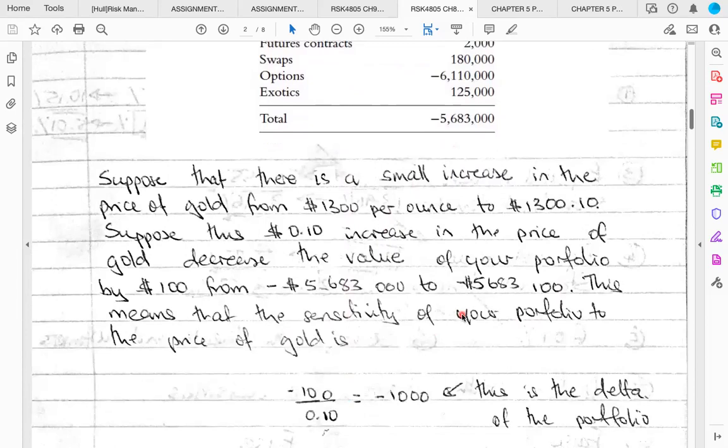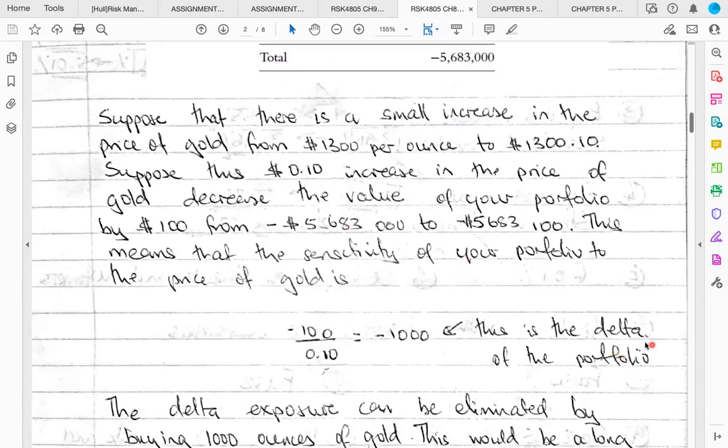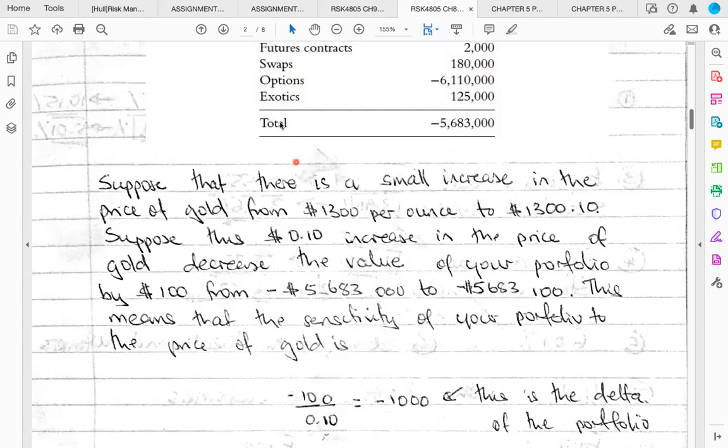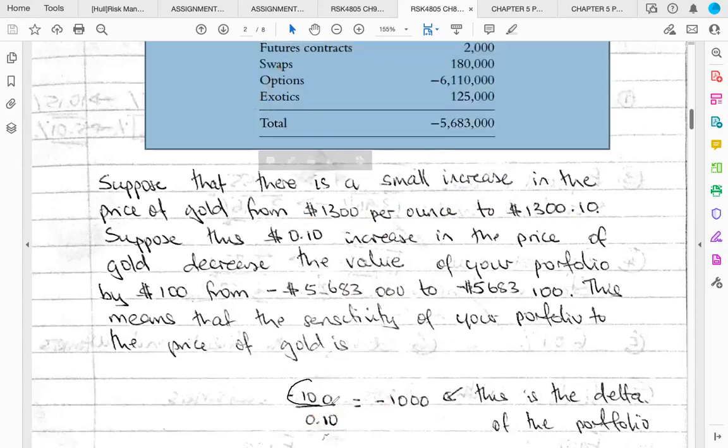And then that sensitivity, the measure of that change, is measured by what we call the delta of the portfolio. In this particular case, we would take the change in the value of our portfolio. We can see that our portfolio has had a decrease in value of 100, divided by the change in the spot price of gold, which was an increase of 10 cents. So we put the increase as a positive, and the decrease in value as a negative. And then if we divide those two, we get our delta.